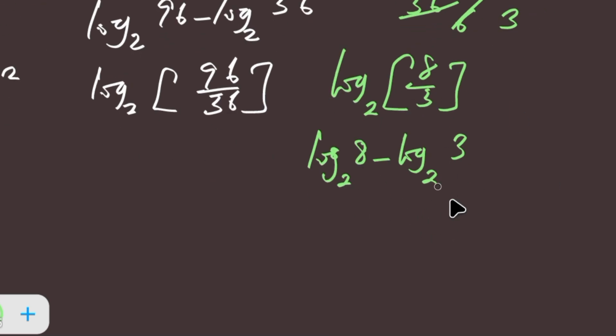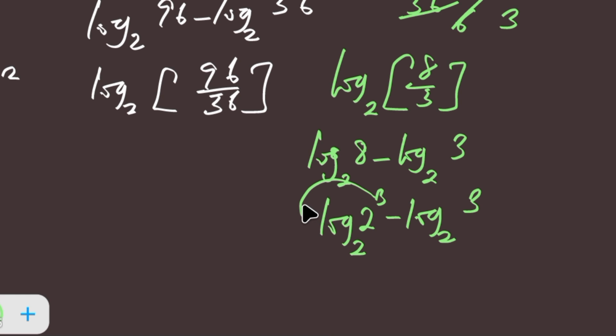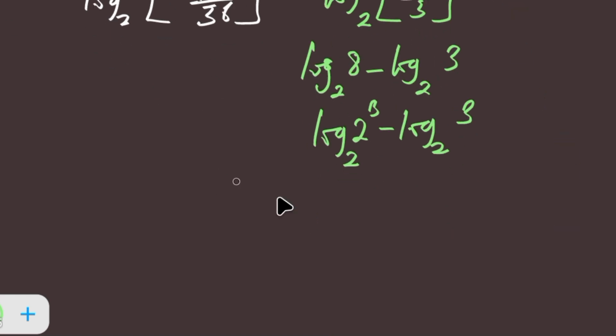Then from here I can break 8 down. 8 is 2 to the power 3. That will be log of 2 to the power 3 minus log of 3 to base 2. This 3 will come forward here. So you have 3 log 2 to base 2 minus log 3 to base 2.